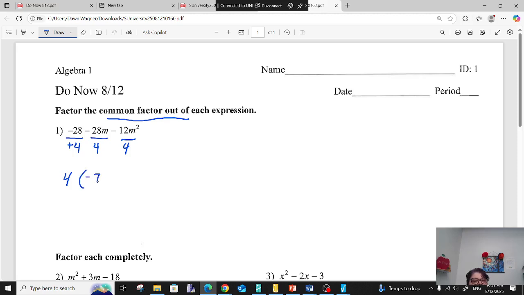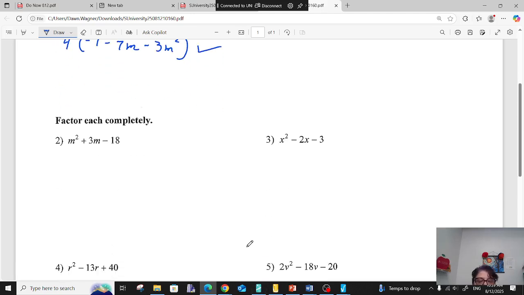So that'd be -7, -7m, -3m squared. And it just said factor the greatest common factor, so I'm done. Okay? Now the next ones are when we have to do the big X.